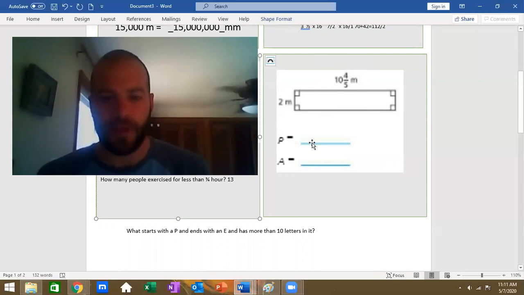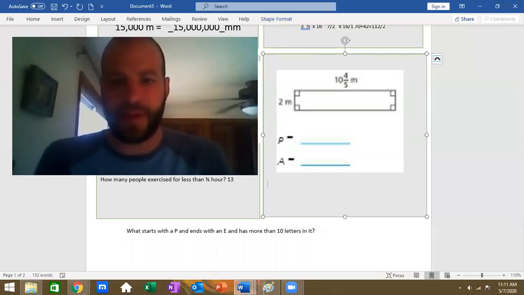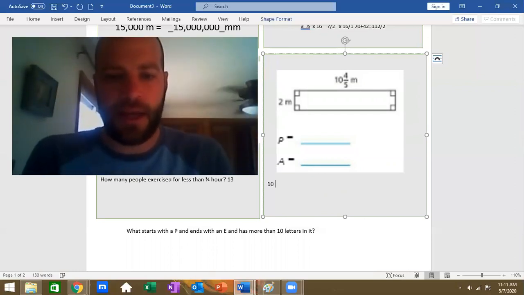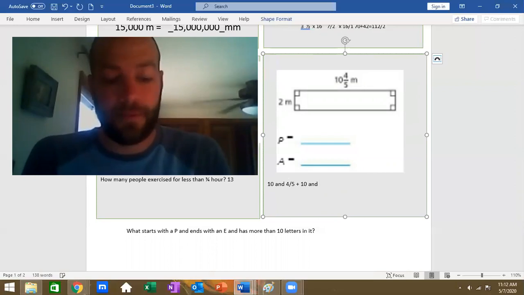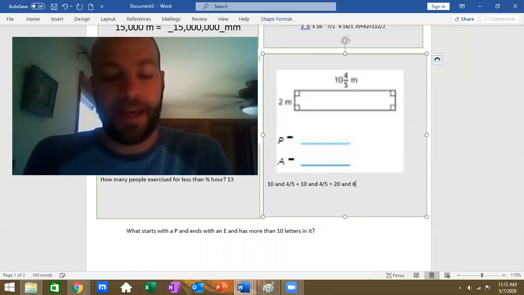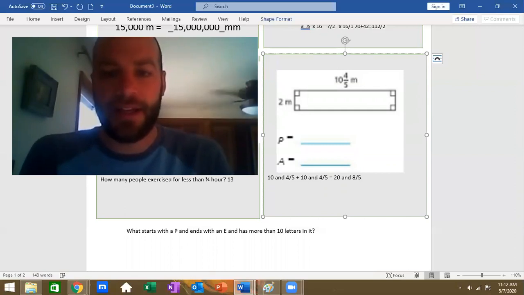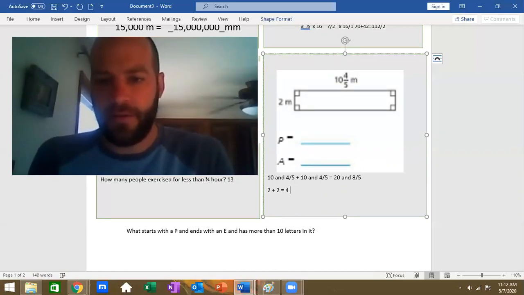So, how do we want to do this? Wish I could just write on a whiteboard. Wouldn't that be nice? 10 4/5 plus 10 4/5 is equal to 20 8/10. No, you don't add denominators. It's 20 and 8/5. 2 plus 2 equals 4.